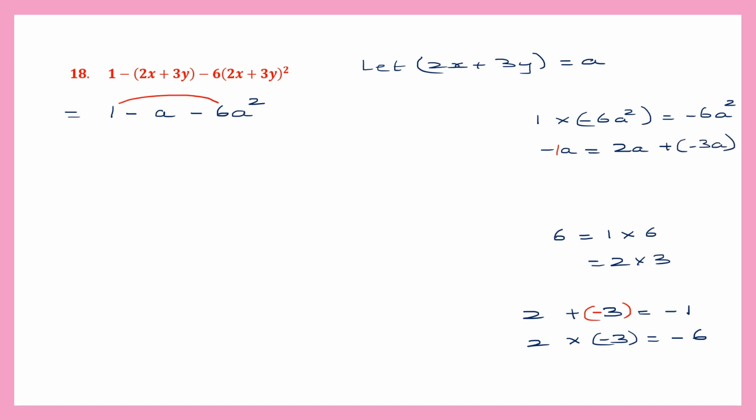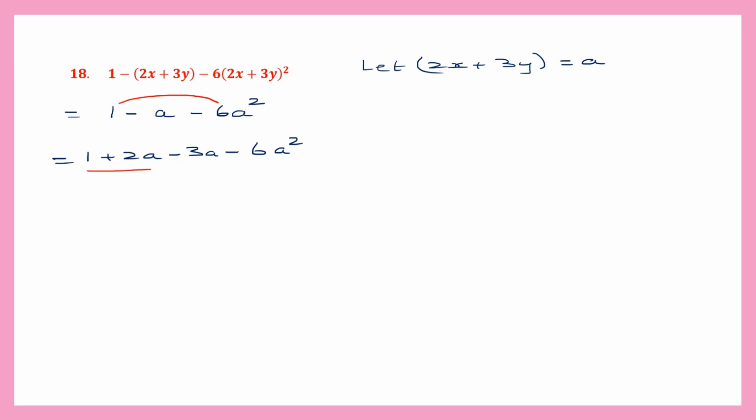So let's write it down here. So 1, now minus a is going to become plus 2a minus 3a. And here we have minus 6a squared. So let's take the first two terms and the next two terms. So look at the first two terms. 1 plus 2a, there's nothing common. When there's nothing common, we write 1. 1 can be common and put the rest within brackets. 1 plus 2a.